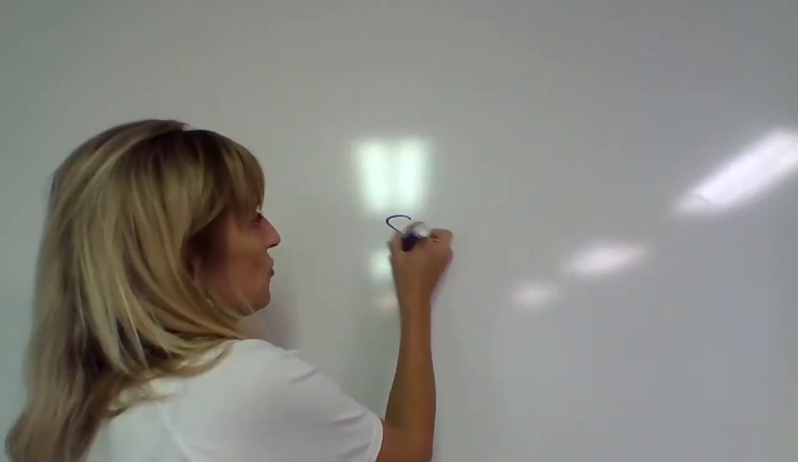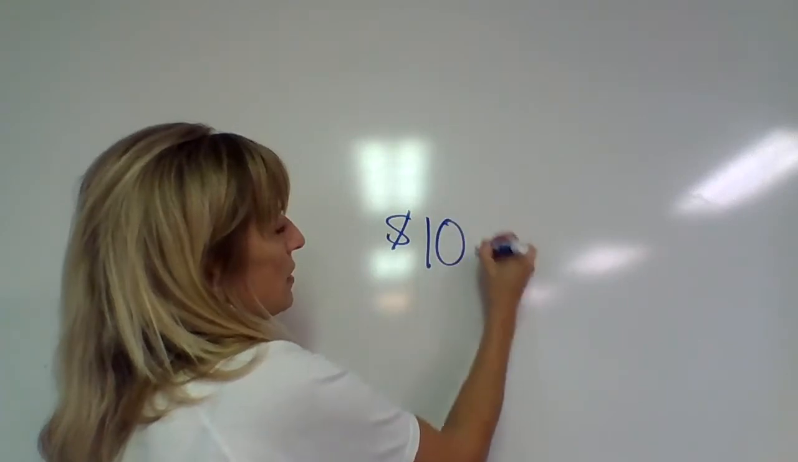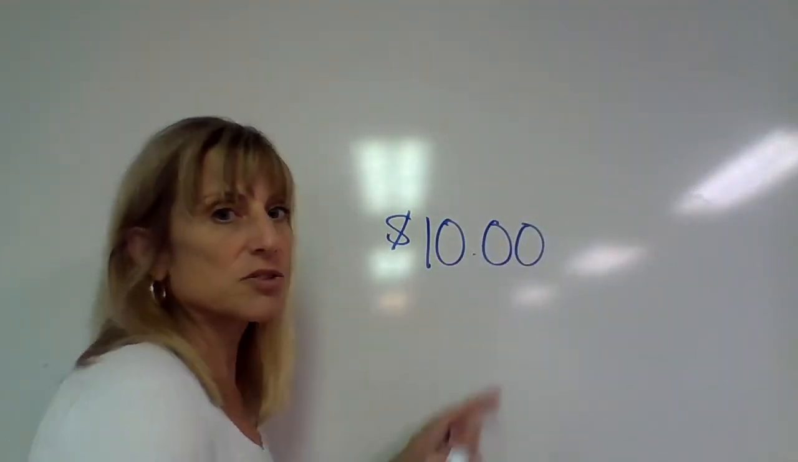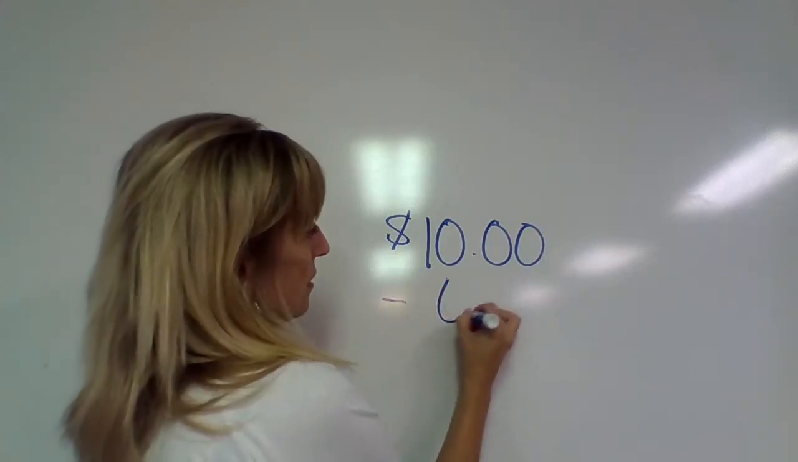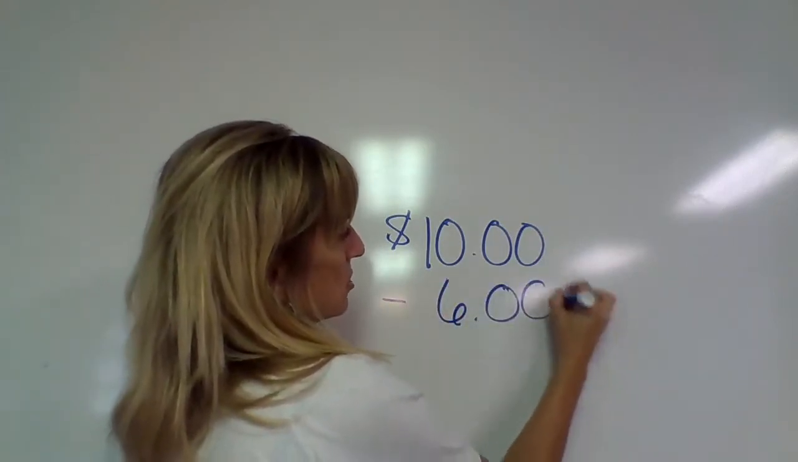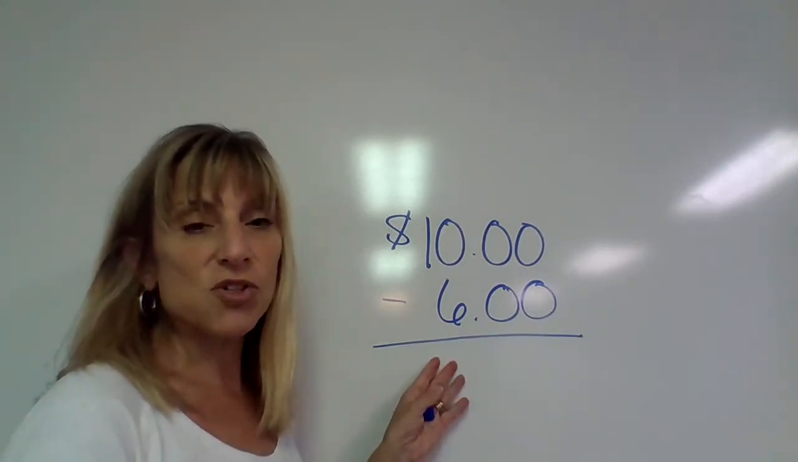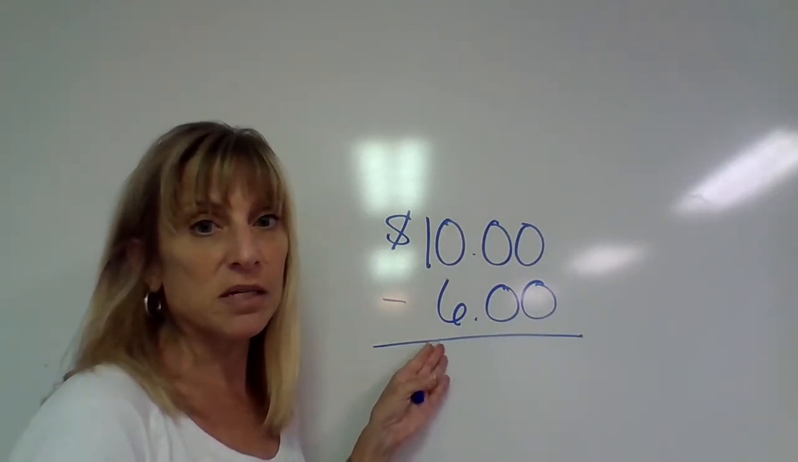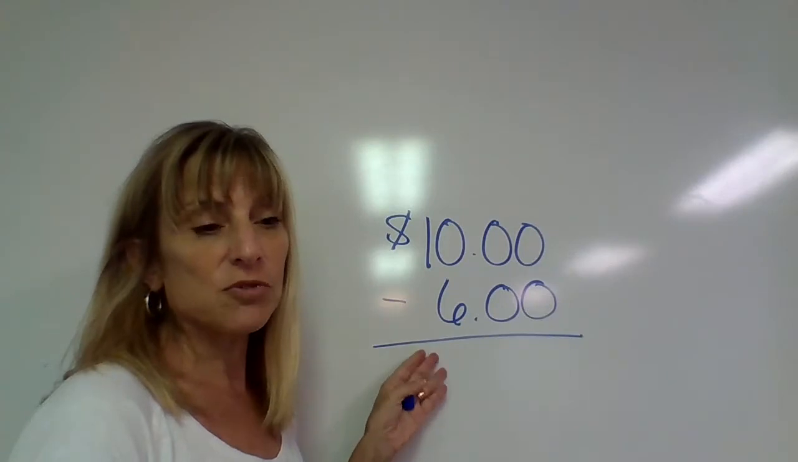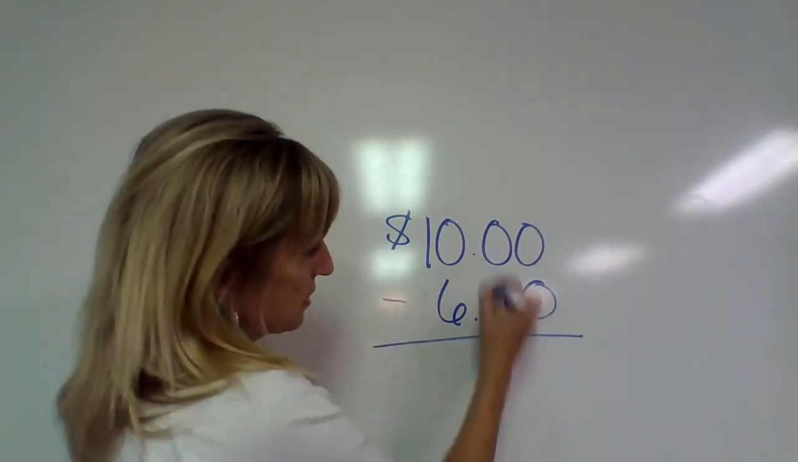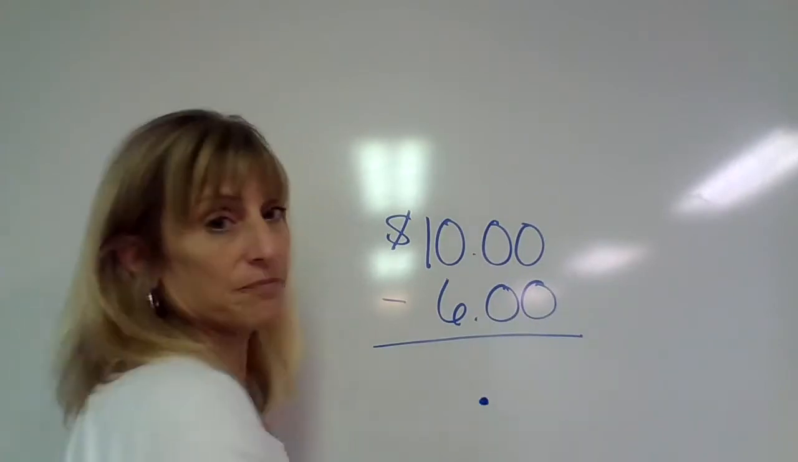And we subtract $10. He started out with $10, and the mug cost $6. Now, when we are subtracting change or money, we have to remember to keep our decimal point and our dollar sign. So I'm going to bring my decimal point down already so I don't forget.